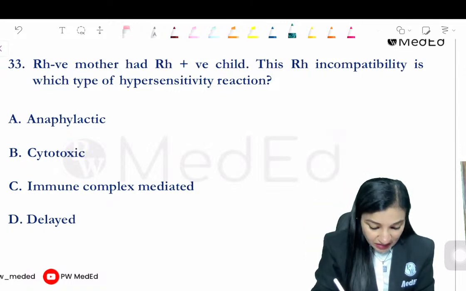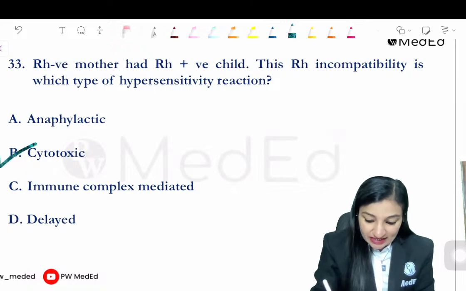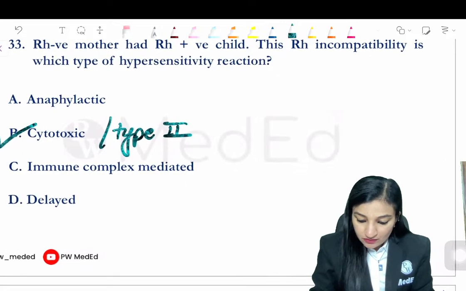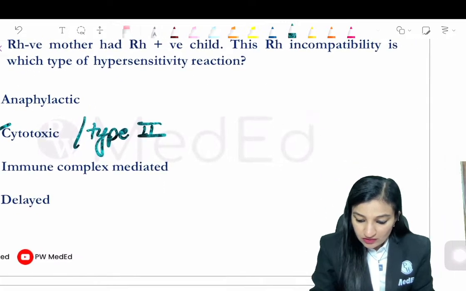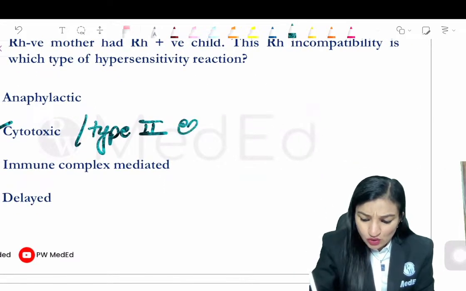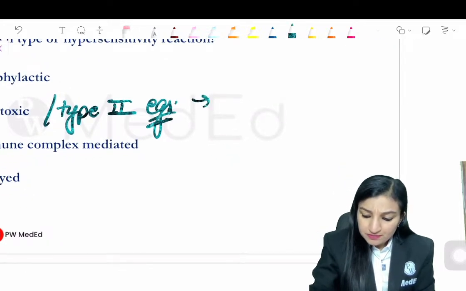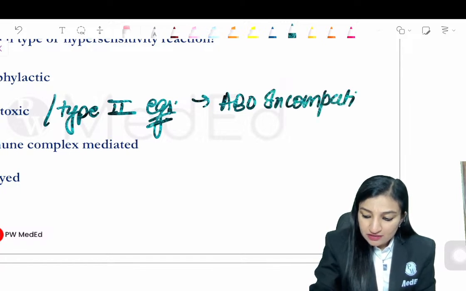Cytotoxic. Okay, very good, Vignesh. Type 2, that is cytotoxic. Type 2, very good. Now other examples of type 2 other than Rh incompatibility, remember ABO incompatibility.